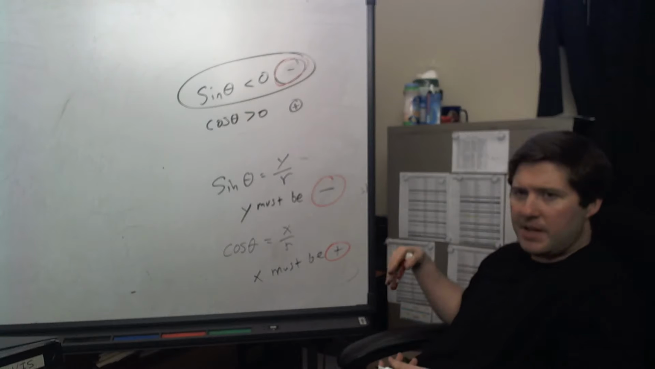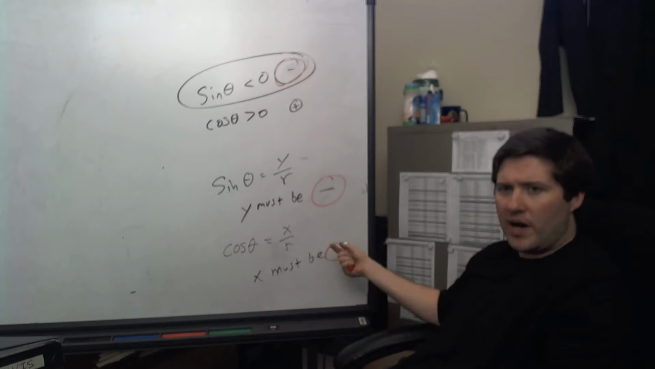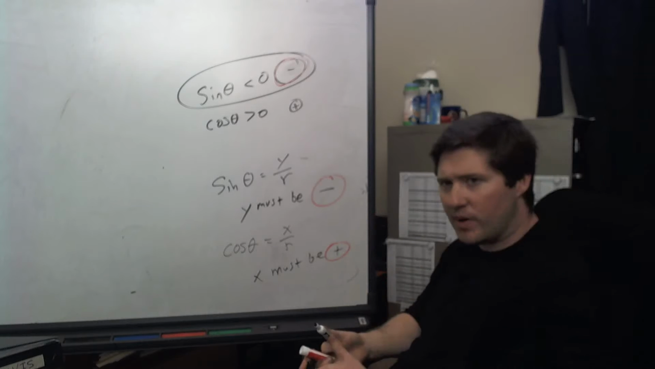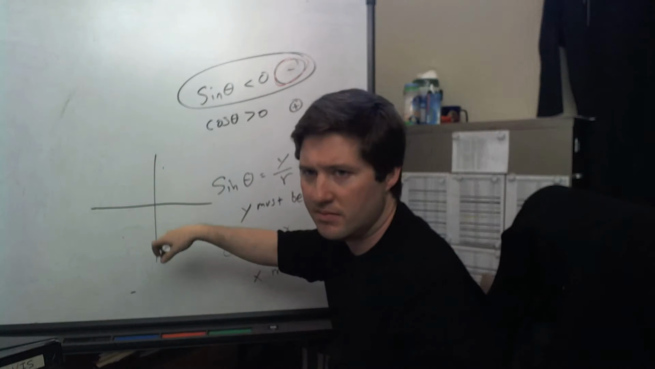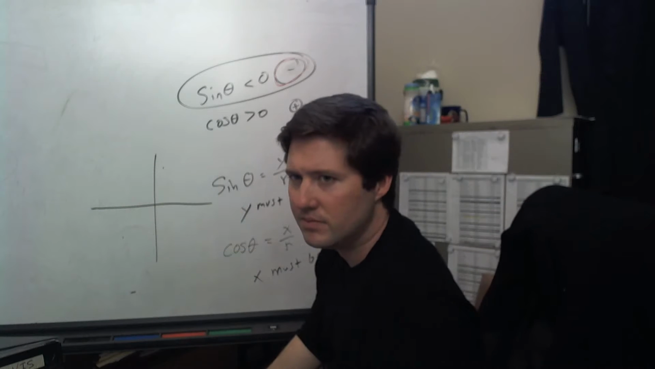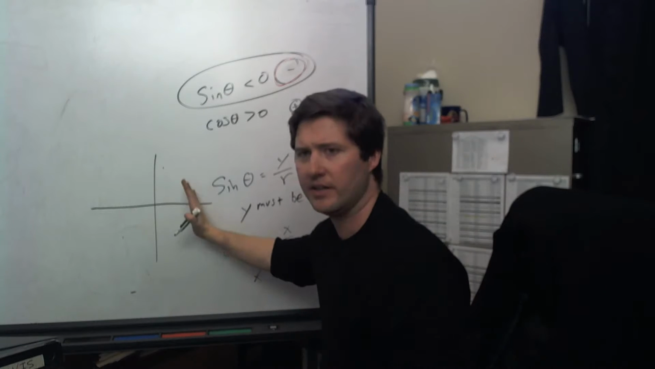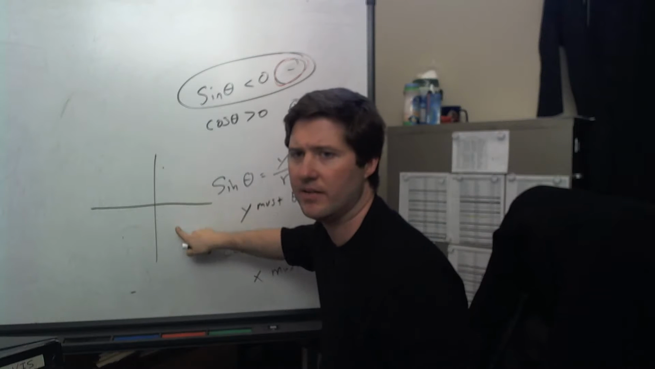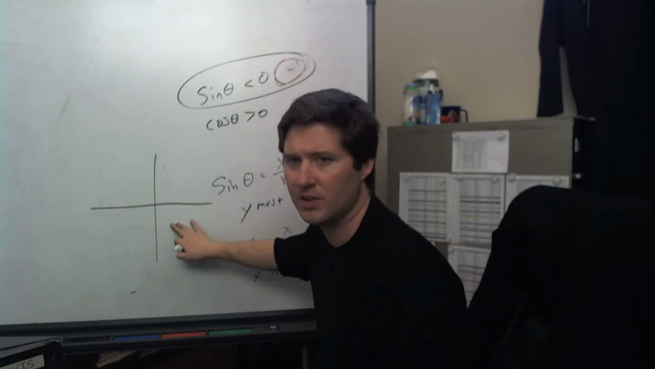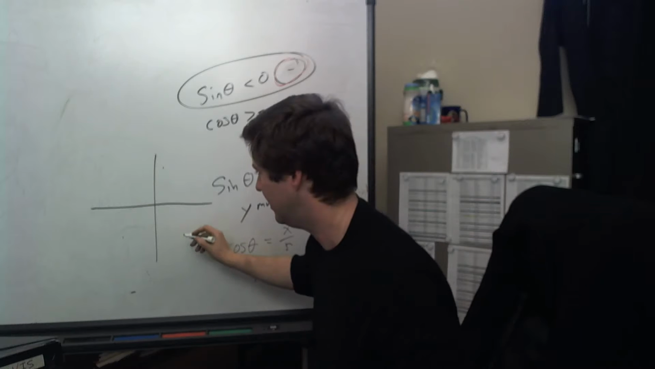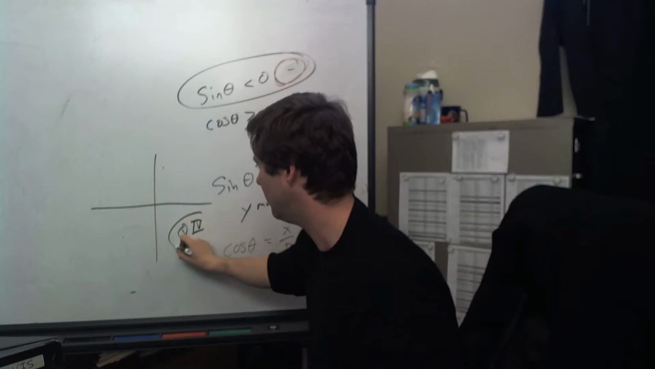So each one of those told us a little bit of information. The first one told us that our y had to be negative, but didn't tell us anything about x. The second one tells us our x has to be positive. So where is y negative and x positive? Where on our coordinate plane? X is positive over here, right? Positive here and here. Y is negative down here and here. So it looks like this is the one where both those things happen. So that's quadrant 4. That's what we're looking for.